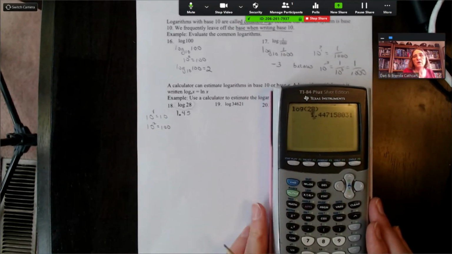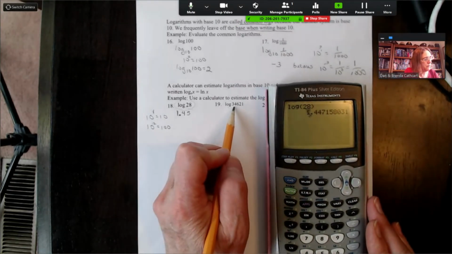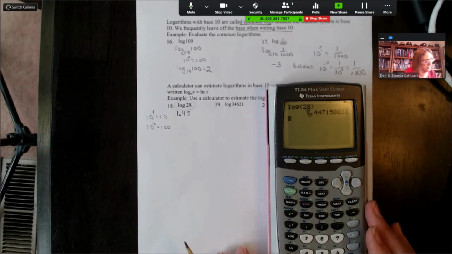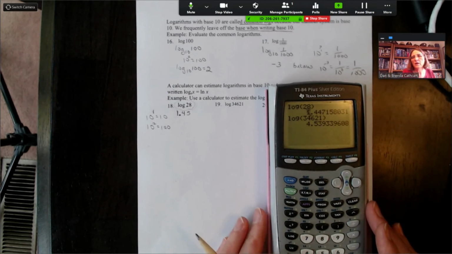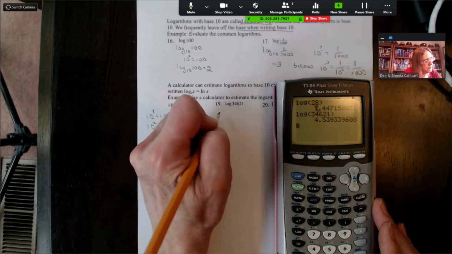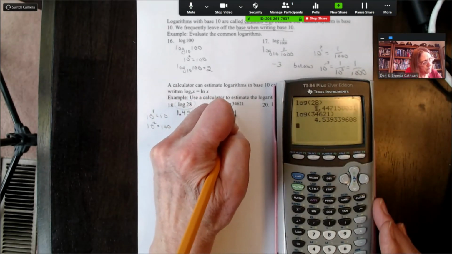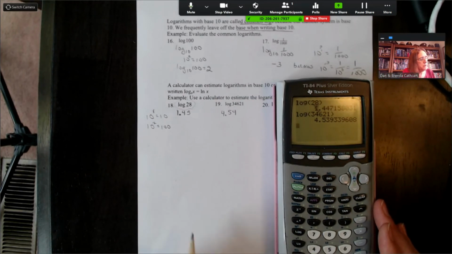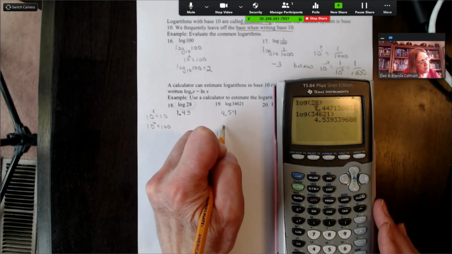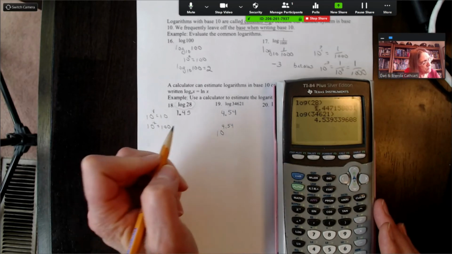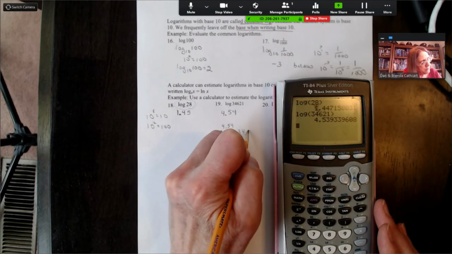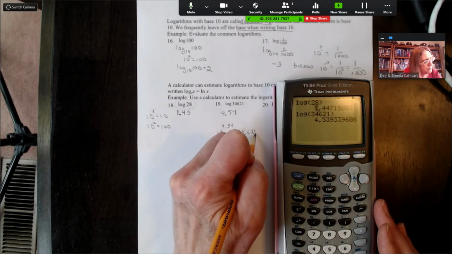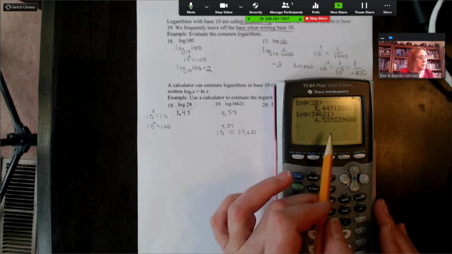And we want to do another log. We want to do log base 10 of 34,621. So let's do that one. And I get 4.54. Okay. What this tells us is if I take 10 and raise it to the 4.54 power, I'm going to get approximately 34,621. It's not going to be exact because I rounded my answer.